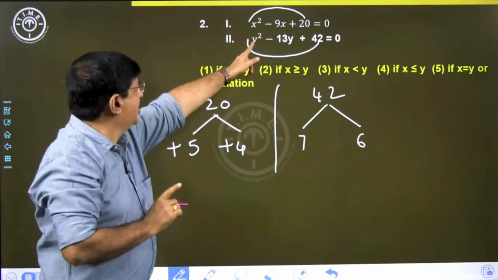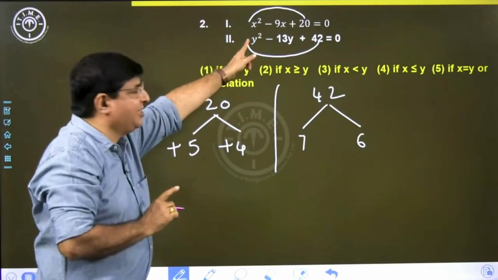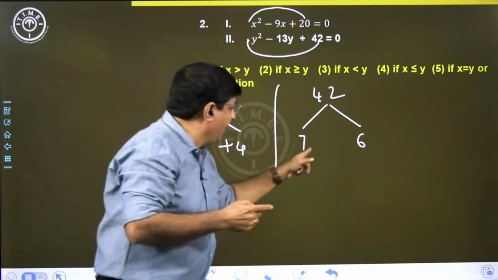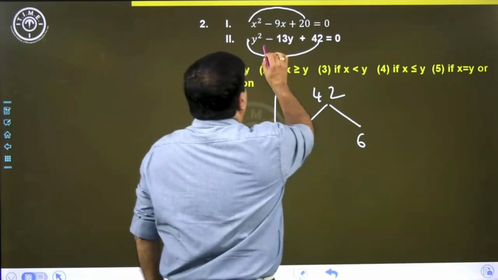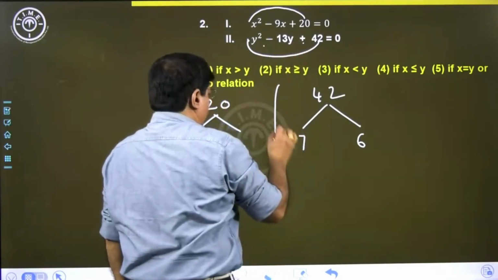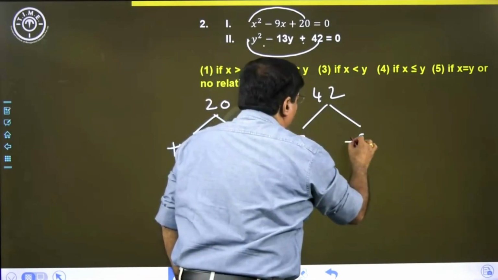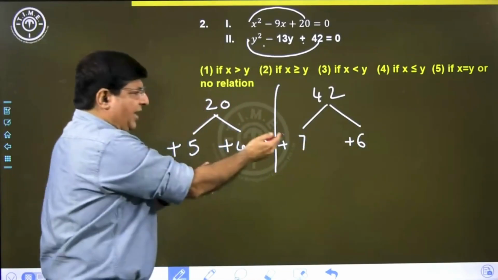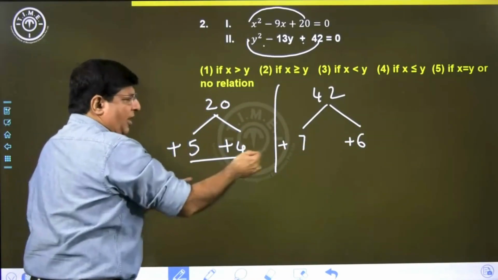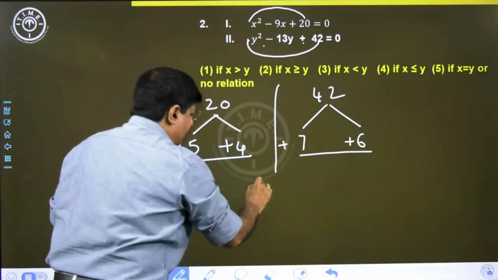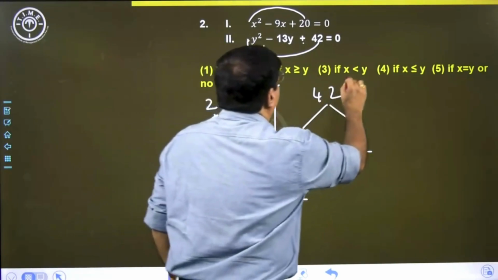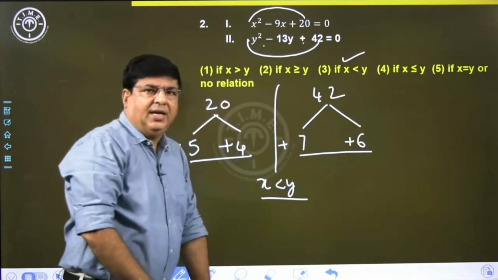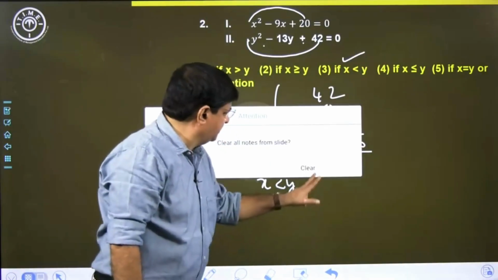And if there is a coefficient in front of y square which is other than 1, you have to divide with that coefficient after you get the roots. Okay, what is the sign here? Minus and plus, both the roots are plus. Okay, so now very easy comparison. 5 and 4 is less than 7 and 6. So x is less than y. Where is the option here? Option number 3. Let's go to the next question.